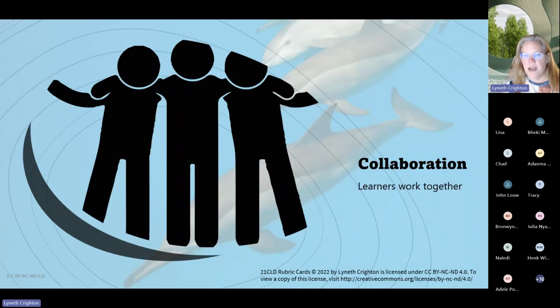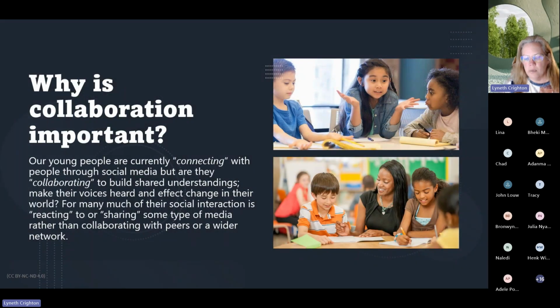So the next dimension and rubric is called collaboration. It's about learners working together. And why is it important? Well, because there are very few jobs or situations in the world that people can be in only by themselves. Most jobs and situations require working in a team, and nowadays that team is a global team, not just people that sit in the office with you.